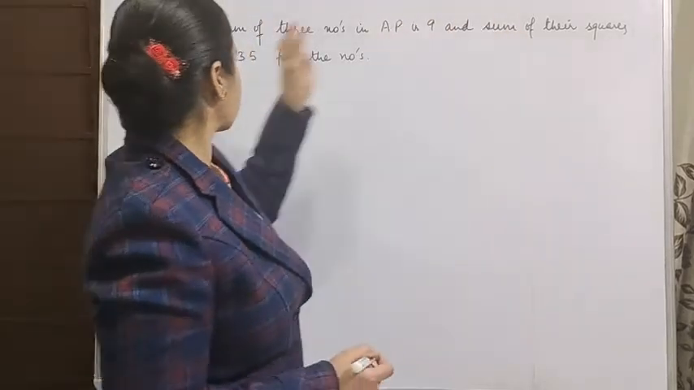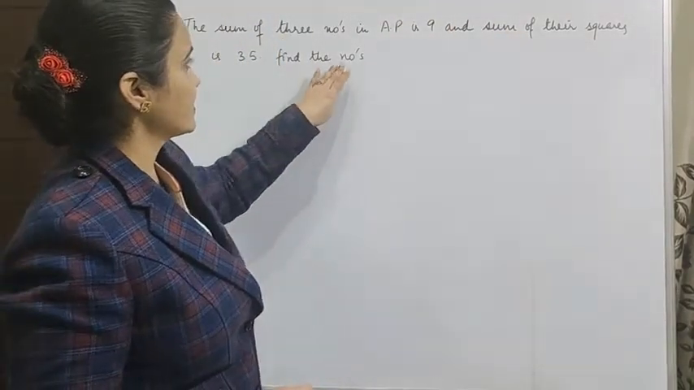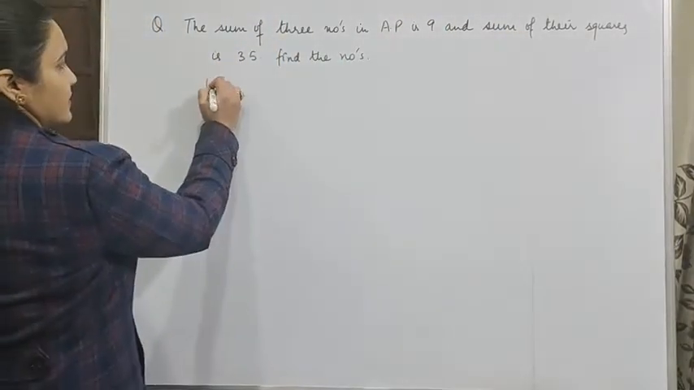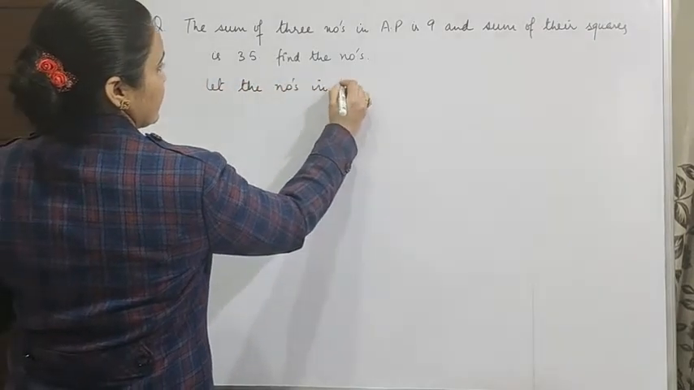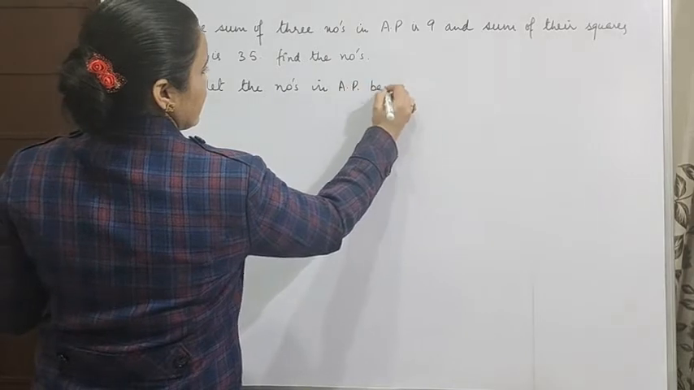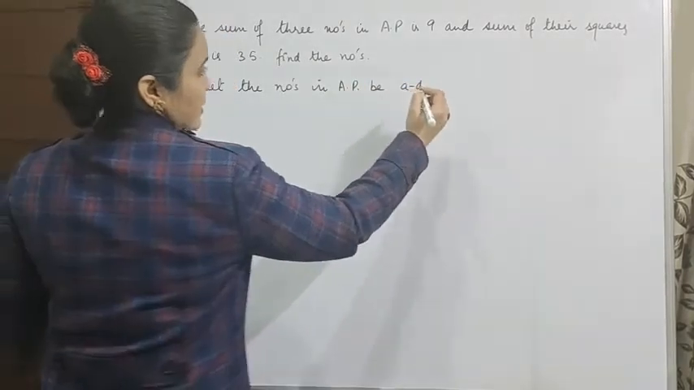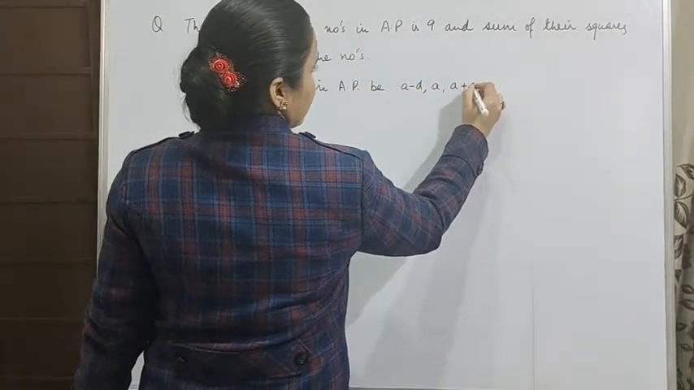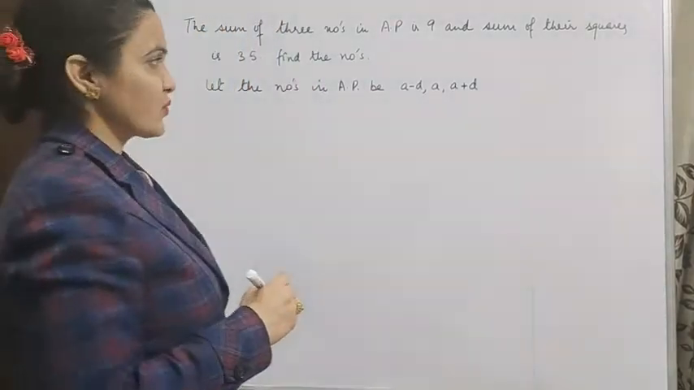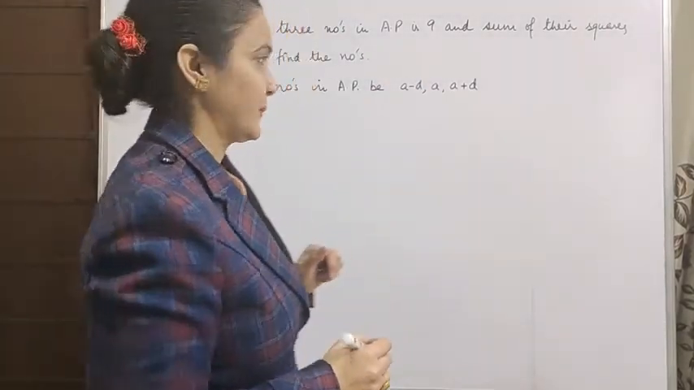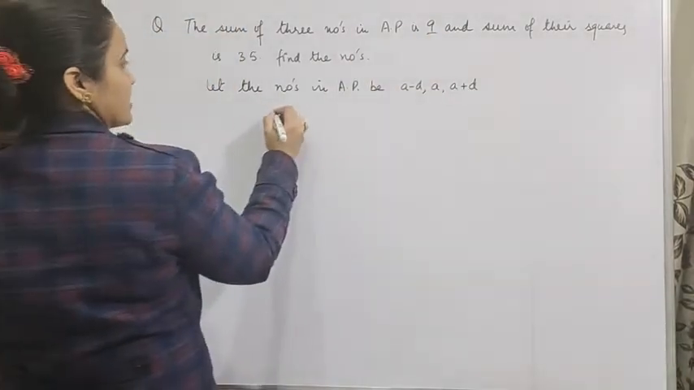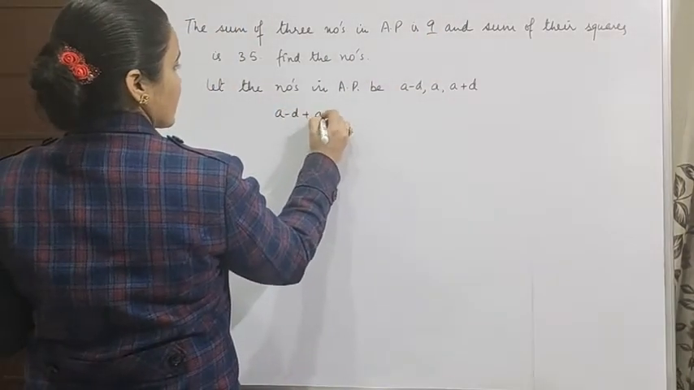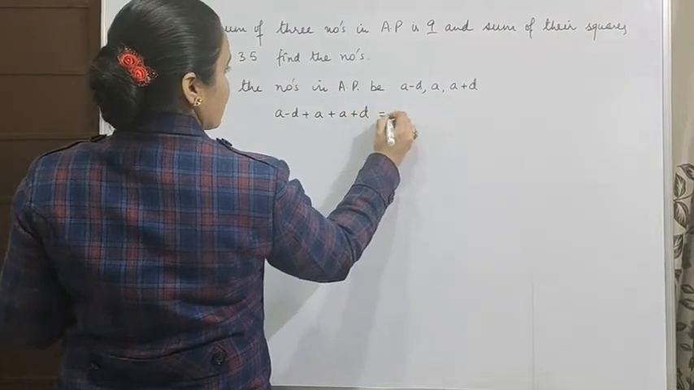Their squares is 35, find the number. So let the numbers in AP be a minus d, a and a plus d. To find the numbers, we need to find a and d. So let us use the first condition. Sum of the numbers is 9. So a minus d plus a plus d is equal to 9.